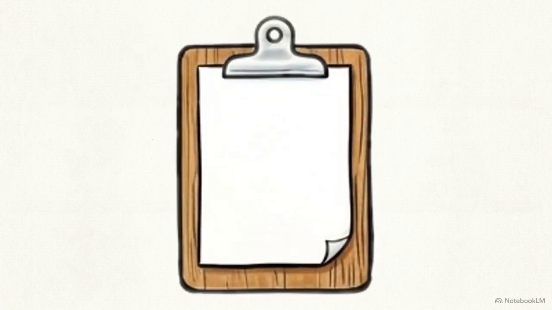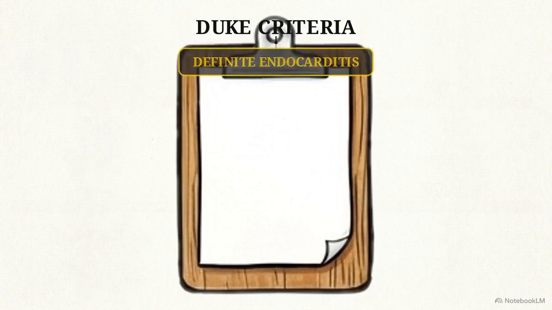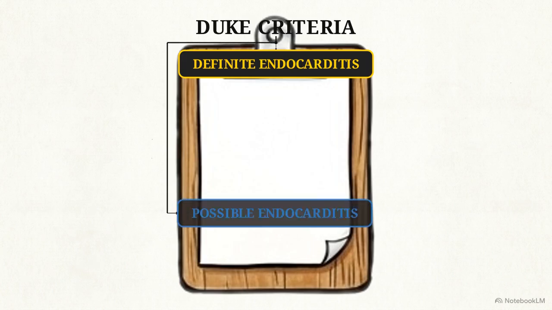Clinicians use the Duke criteria to reach one of two specific thresholds. We are either aiming for definite endocarditis, meaning we are virtually certain the infection is seated in the heart, or possible endocarditis, meaning the clinical evidence is too strong to ignore. This diagram shows the exact mathematical formulas required.